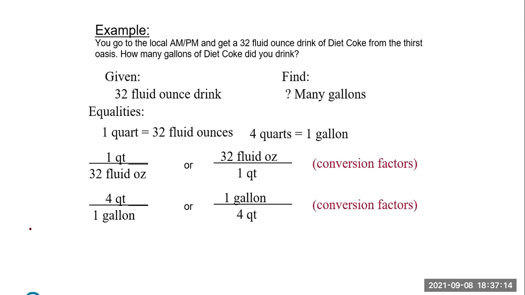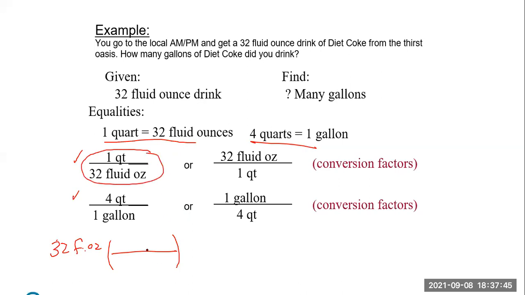Okay, let's take a look at this one here. So we are starting with 32 fluid ounces. We want to go to gallons there. And so we got a couple of equalities to do that, and obviously our conversion factors that we could write for each of these. We would want to start with our 32 fluid ounces. We want to get rid of fluid ounces, so fluid ounces are on top. So we can use the conversion factor where it's on the bottom.